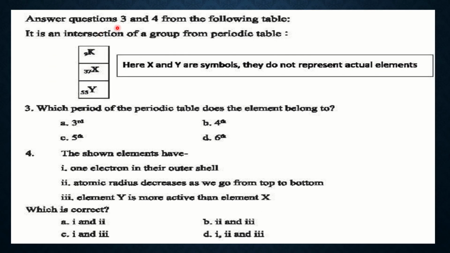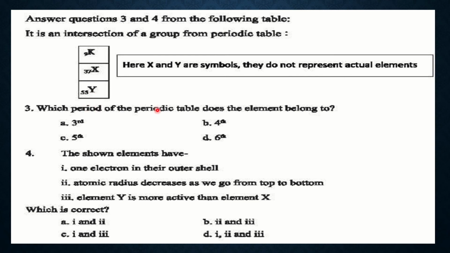Now, answer questions 3 and 4 from the following table. It is an intersection of a group from the periodic table. Look, there is potassium, X and Y. This is one group. So potassium belongs to group 1, and the atomic number of X is 37 and Y is 55. After potassium, X will be rubidium and Y will be cesium. Here X and Y are symbols, they do not represent actual elements. The symbol of X is Rb, that is rubidium, and Y is Cs, that is cesium.